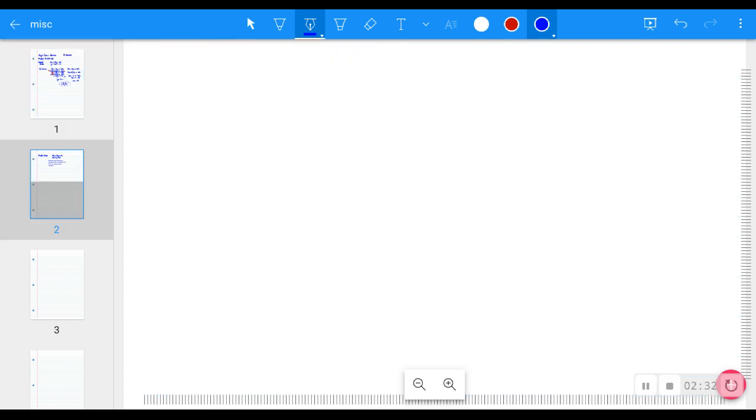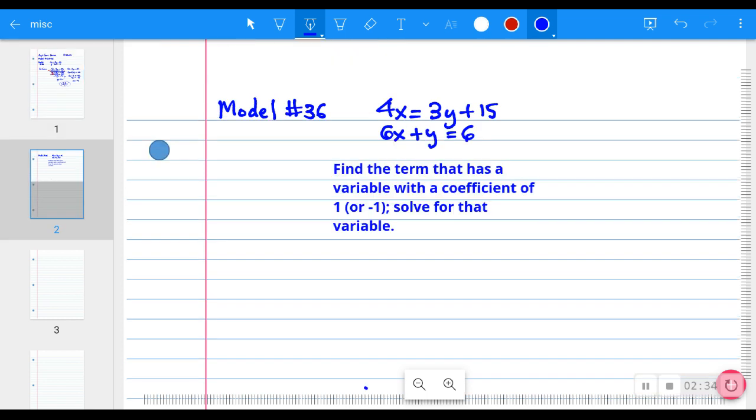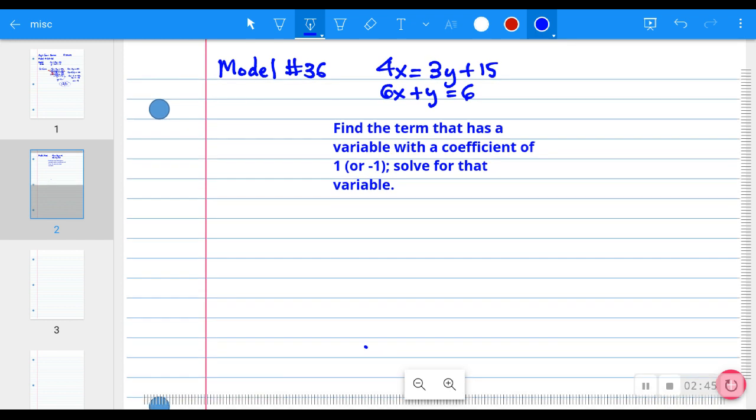Okay, problem 36. All they ask is how would you start this problem to solve it by substitution? And I've got the answer written out here, but I'm going to illustrate it on this problem here. It says we should find the term that has a variable with a coefficient of either 1 or negative 1. You can see it right there. And solve for that variable. So let's show you how this one works. And I'm not going to do the whole process. I'm just going to do that first step.